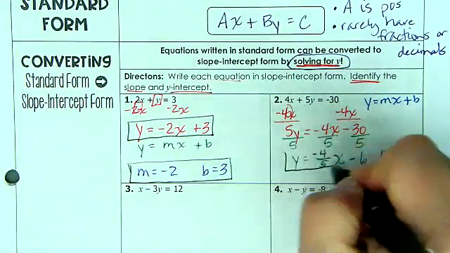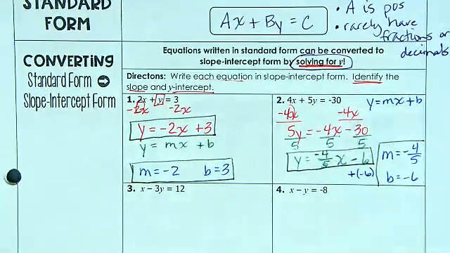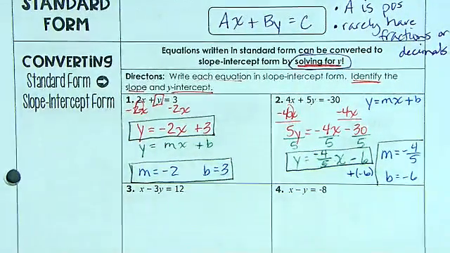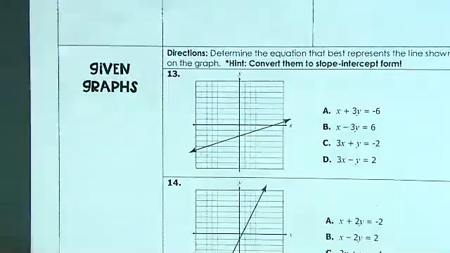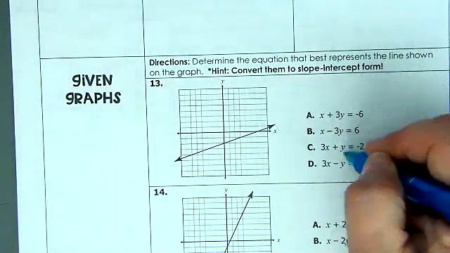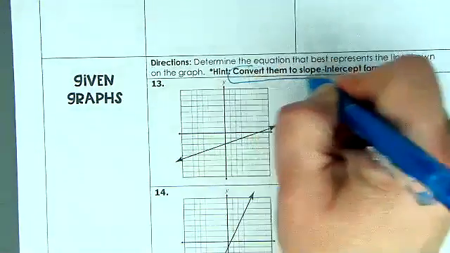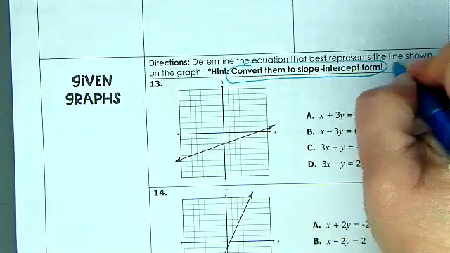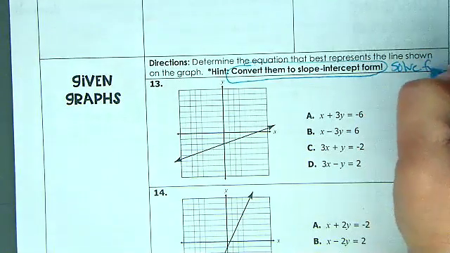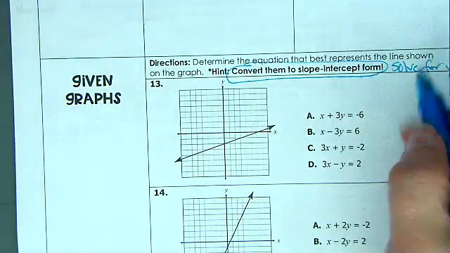So my final answers are the equation and where I pulled out the slope and the y-intercept. And I think we have one last section to talk about a little bit. If we're given a graph, hint, and it's usually like this when it's multiple choice, okay? You've got to convert to slope-intercept form, which means solve for y. So I've got to solve each one for y first, okay?